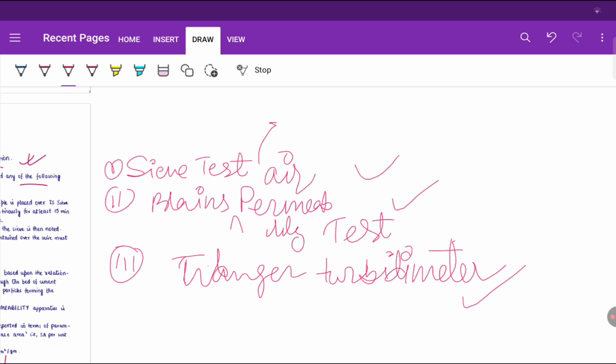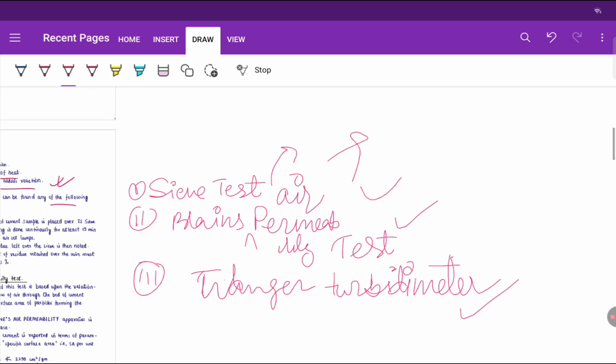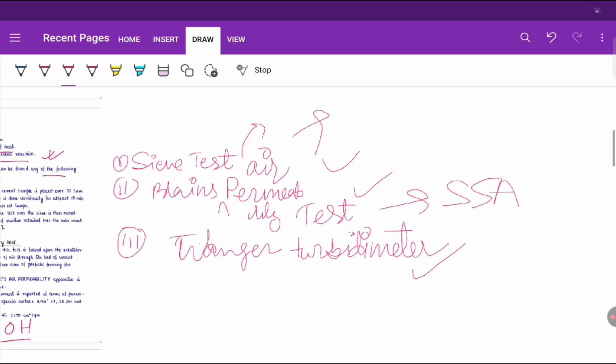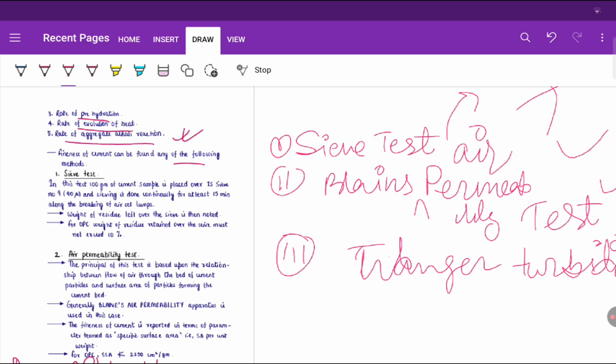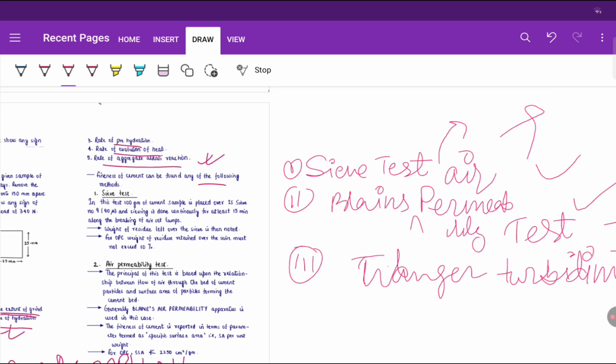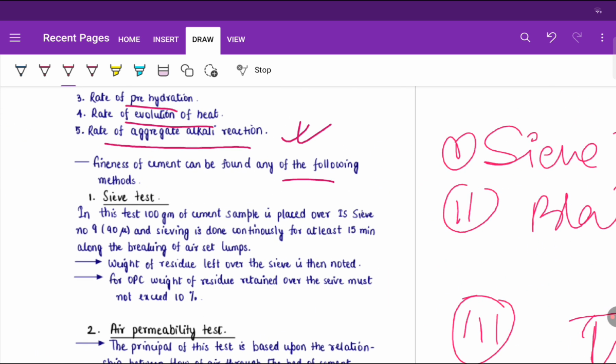So with the sieve test, we can directly find the fineness of cement, right? Blaine's air permeability test measures the specific surface area, and the Wagner turbidity meter also measures the specific surface area, right? Okay, so if the specific surface area is more, then the cement is finely ground, right?